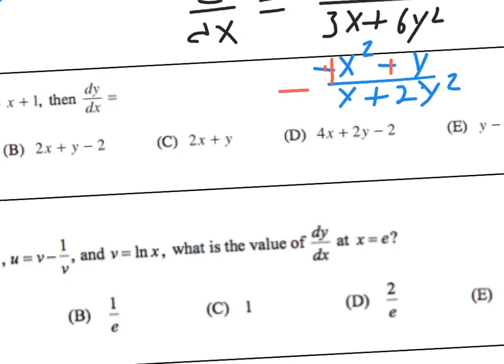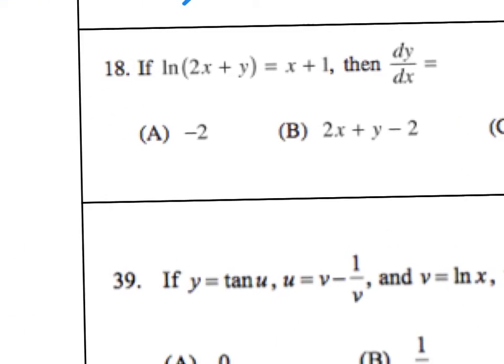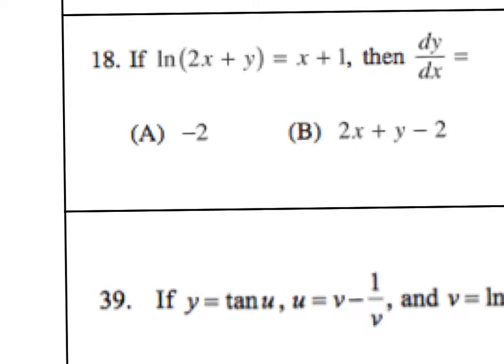Number 18. Oh boy, there's not a lot of room here, so I'm going to zoom in and give myself some more room. So I've got the natural log of 2x plus y is equal to x plus 1, and we've got to figure out what dy/dx is. I've got a couple different options here. The first is I could take the derivative of this and then have to do some work in terms of some implicit things. The other thing that might be interesting is I could convert this into exponential form, and that might help me deal with this.